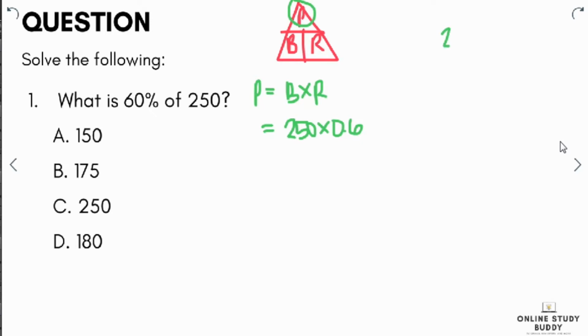So let's solve this. 250 times 0.6. 0 times 6 is 0. 5 times 6 is 30. And then 6 times 2 is 12 plus 3, 15. So, since meron tayong isang decimal place, our final answer will be 150. So, yung letter A yung final answer.